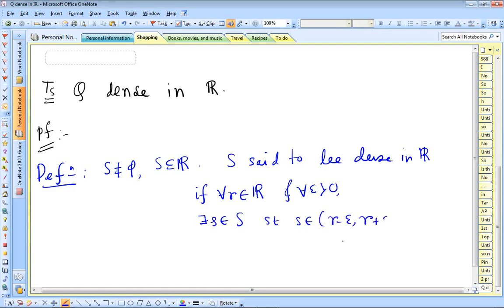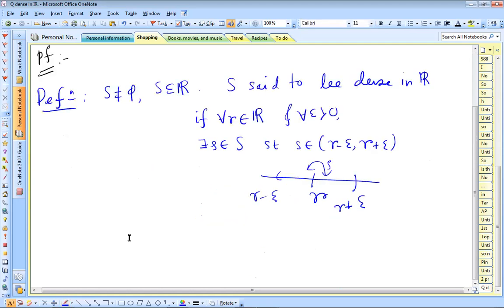plus epsilon. That is, if we take any real number R and choose very small open intervals R minus epsilon to R plus epsilon, then we can find S belonging to these intervals. Okay, so that's what we mean by density. So this is the definition. Now we are going to prove that Q is dense in R.